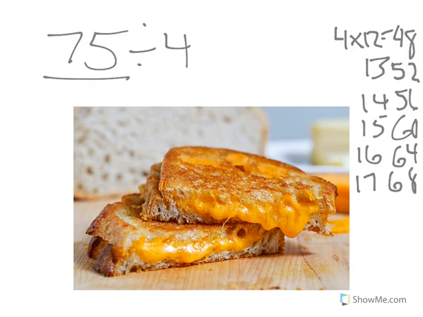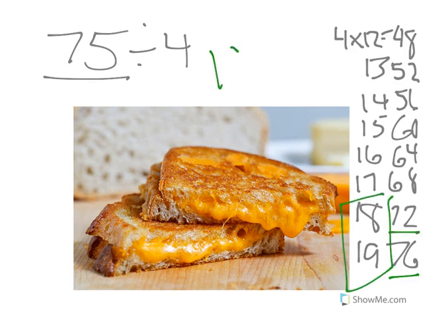Ooh, I'm getting close, okay? So now we'll go to 18 times, which is 72. Dun, dun, dun, dun, that probably is there. Let's try the next one and see for sure. I get 76. So I'm barely over and barely under. So here's my answers. 18 and 19.